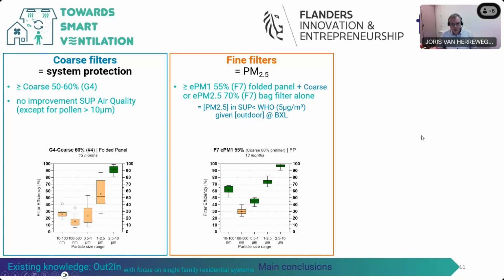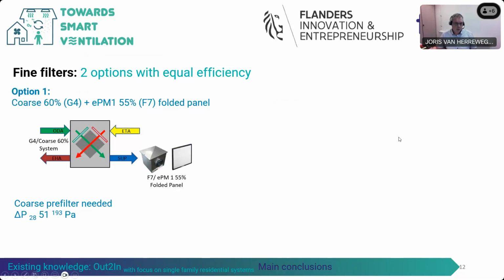Now, how does this solution look in practice? We have one solution that's a combination of a coarse filter and a fine filter. In this solution, we will place the coarse filter into the system in front of the heat exchanger to protect the system and its components, and also the fine filter that is sitting behind. And this fine filter will be installed in an additional filter box that is added behind the ventilation system.